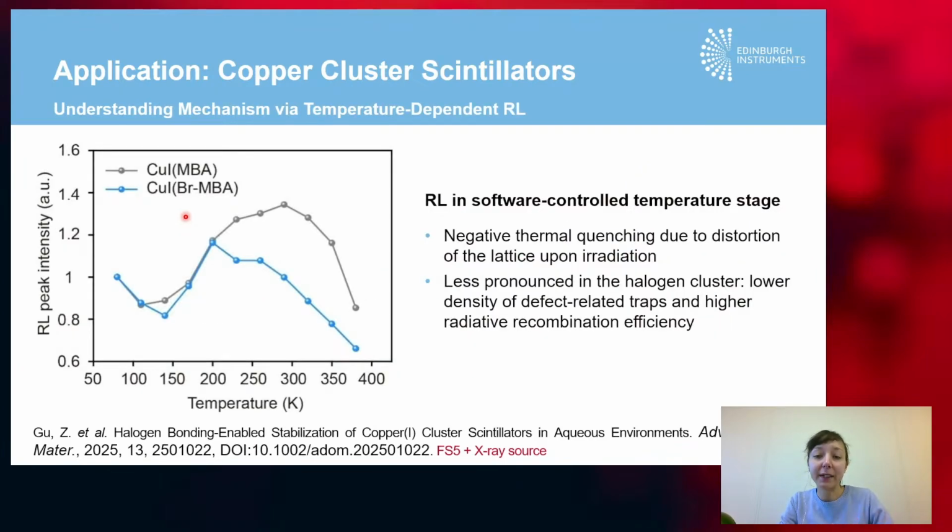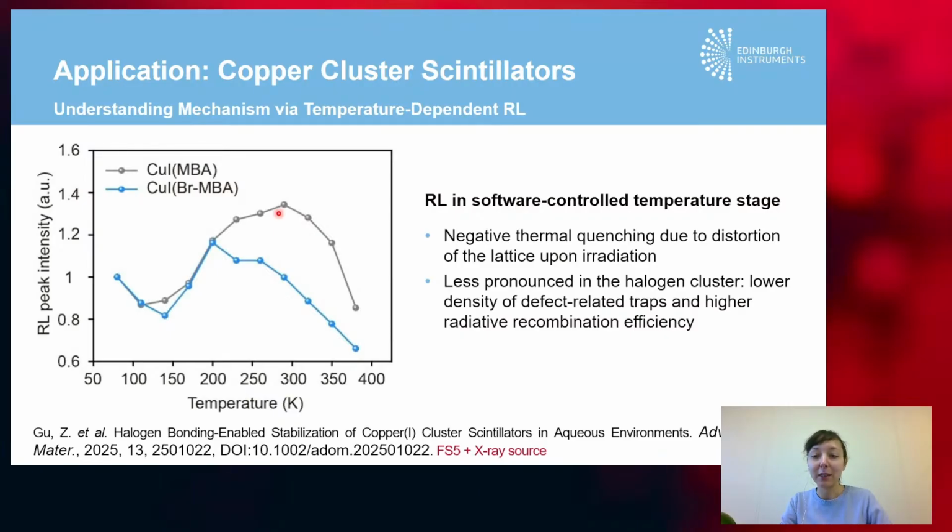So they measure RL as a function of temperature using a software control stage, and they compare the standard scintillator without the halogen, that's the gray one, against the halogen cluster scintillator that they were developing here in blue. So they found this area here where RL increases with temperature, that's known as a negative thermal quenching, which they assign to distortion of the cluster lattice by the X-rays. So the negative thermal quenching was more pronounced in the standard scintillator.